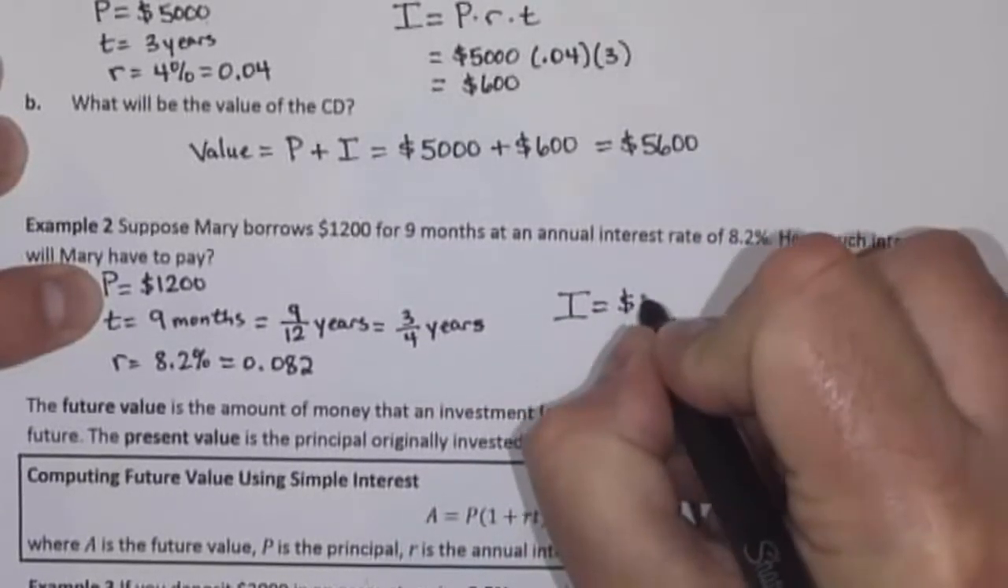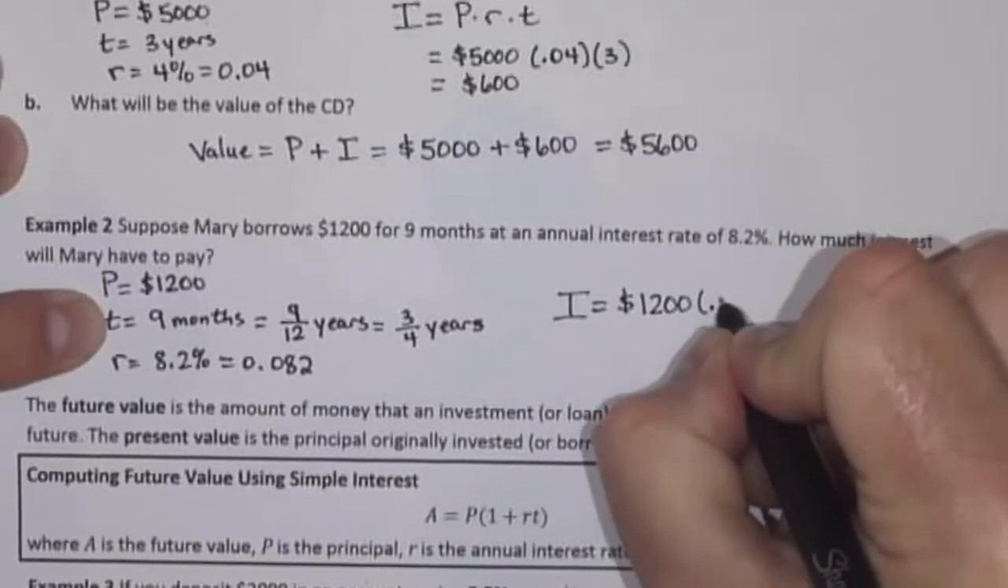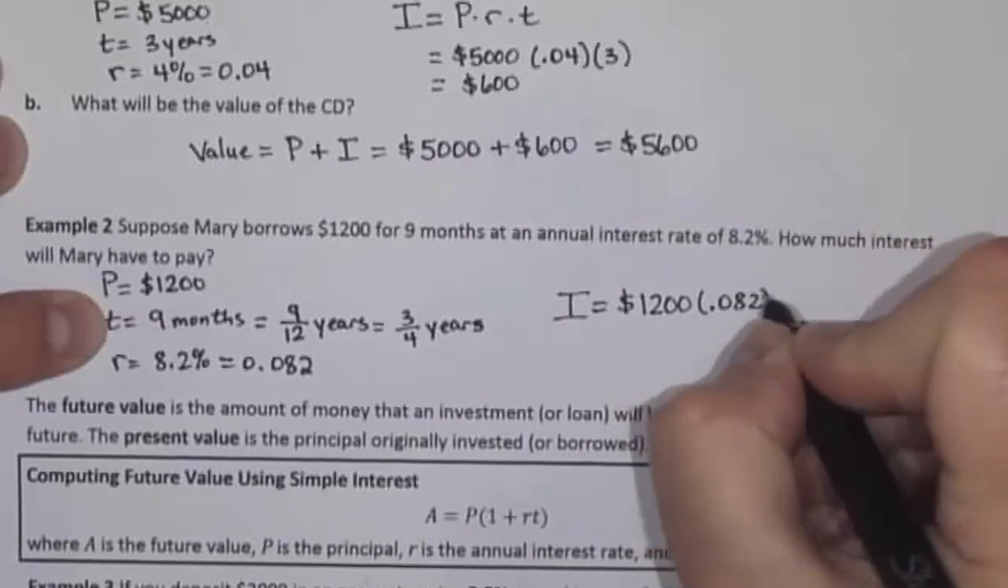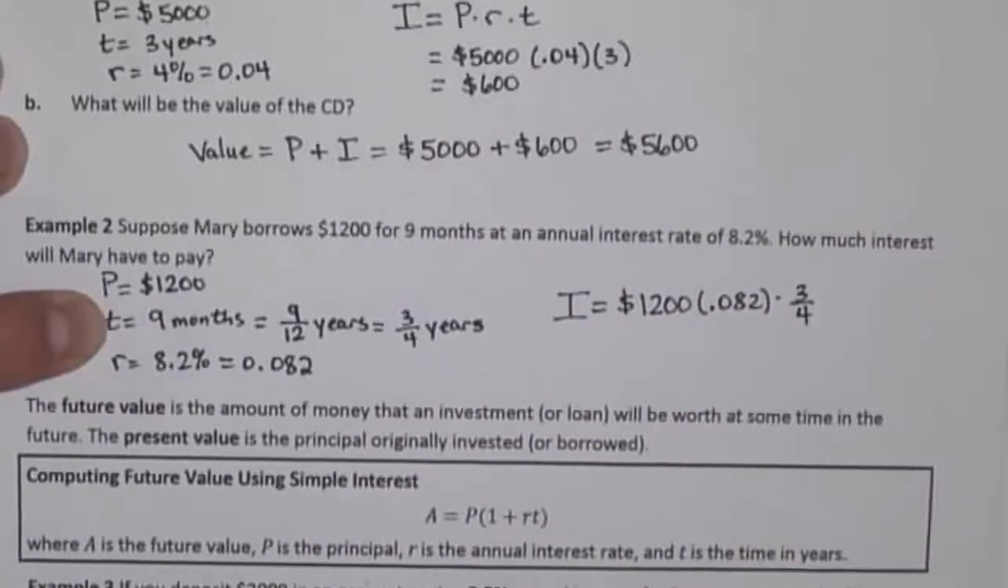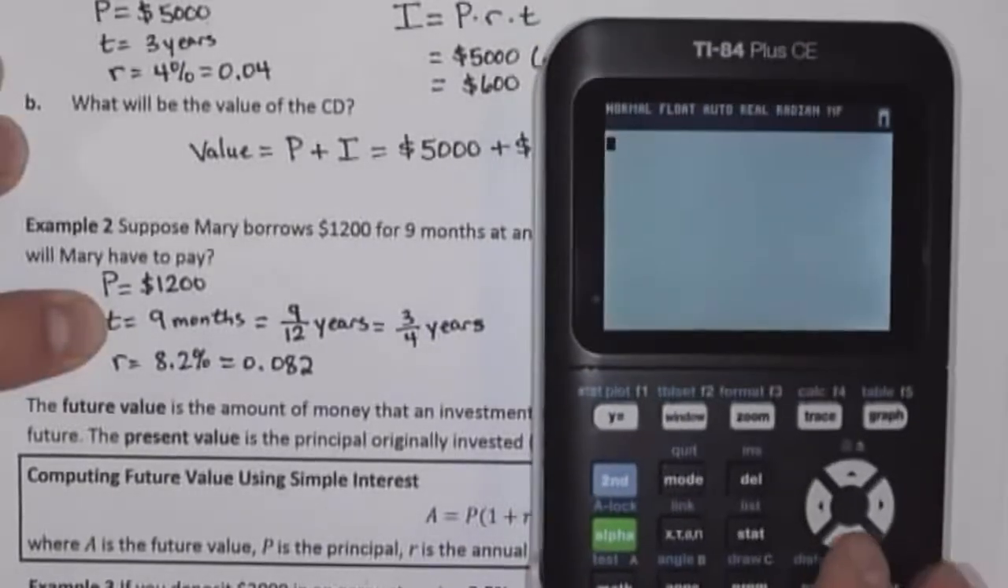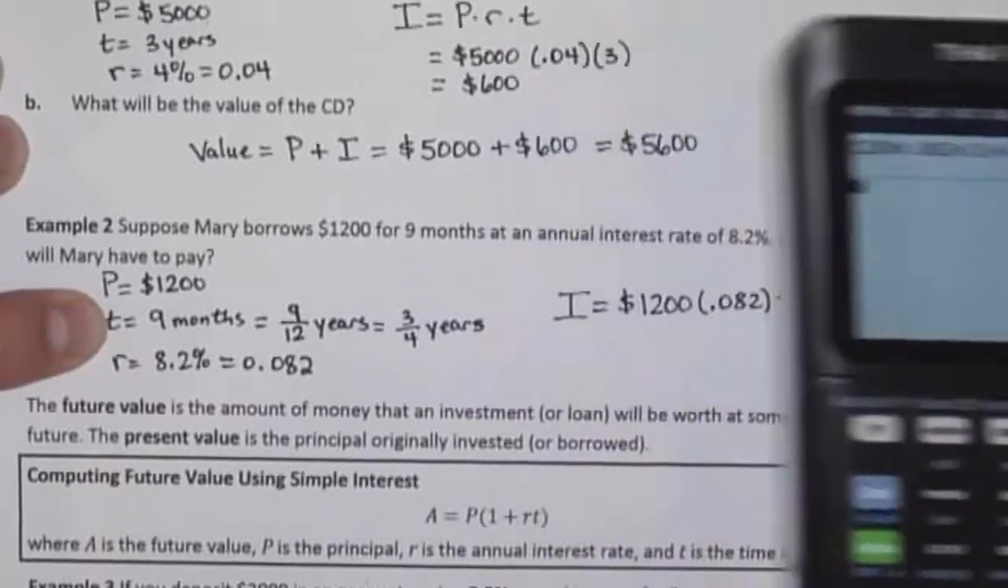So it's going to be our principal, which is $1,200, times her rate, which is 0.082, times her time, which is 3/4 of a year. So if I bring my calculator back in, 1,200 times 0.082 times 3/4 of a year, and so that is $73.80.